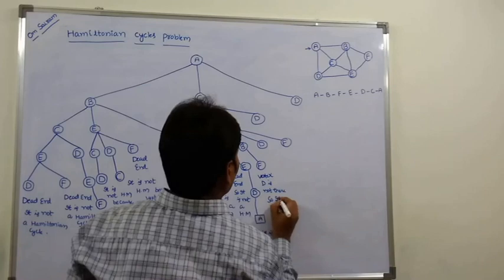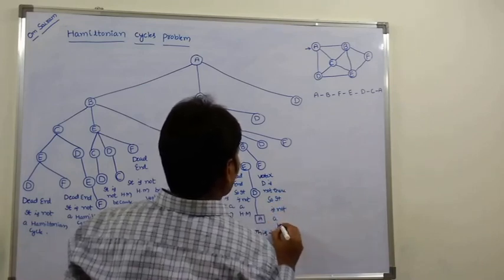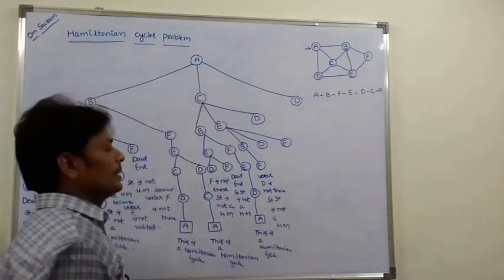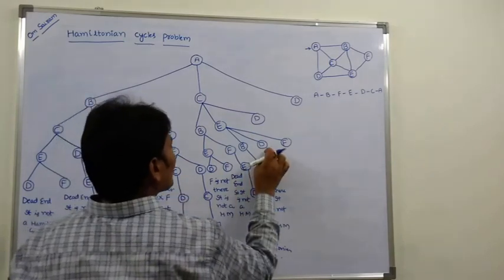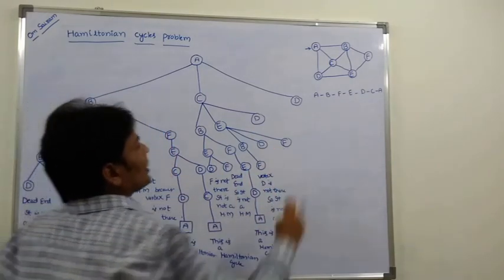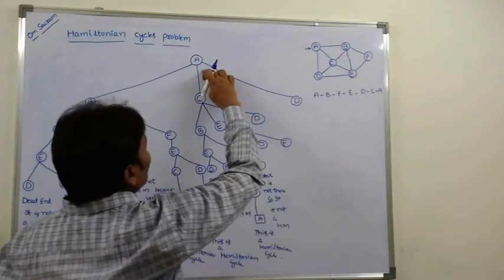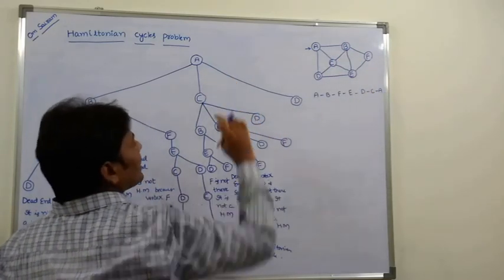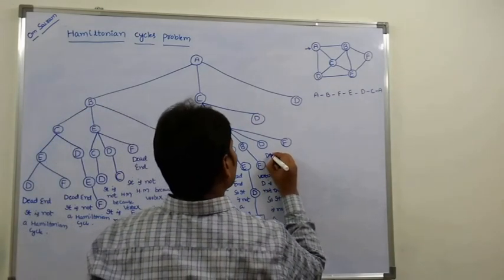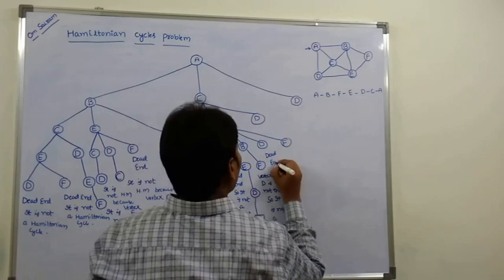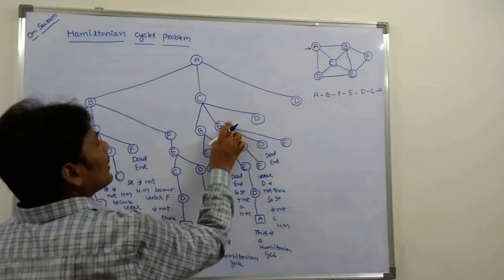So it is not a Hamiltonian cycle. Next, again we have to backtrack to B, backtrack to E. Now consider vertex D. So what are the adjacent nodes for vertex B? A, C, E. A is already completed, C is already completed, E is already completed. So this is a dead end and it is not a Hamiltonian cycle. Again we have to backtrack to E.